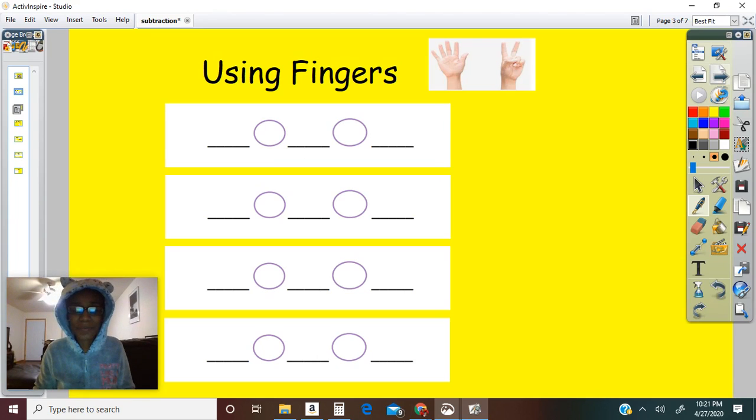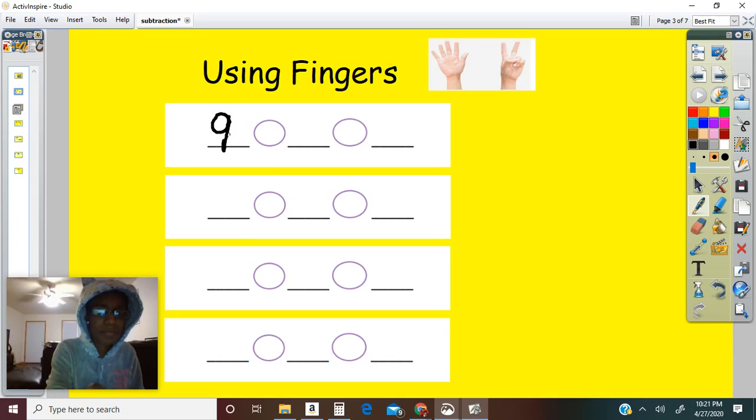Using our fingers. We just used our fingers a little bit for our part whole method. So it should be pretty easy to use your fingers on this method. Miss Smith's going to plug in some numbers and see if you can get it. 9 minus 3 equals.